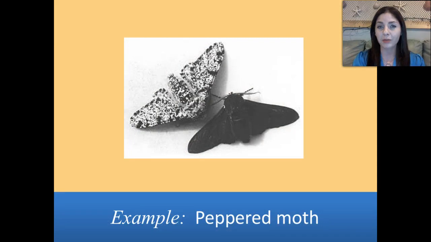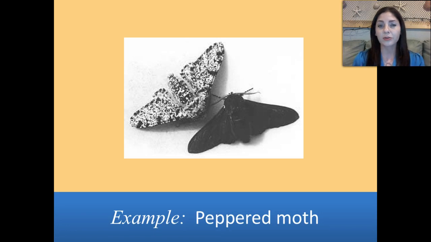Another very common example that's used is the peppered moth. So back in England, before the Industrial Revolution, we had this white peppered moth and we had a plain black moth. Only 2% of the population was composed of the black moths. Well, after the Industrial Revolution occurred, soot started covering the tree trunks. Eventually, the black moths blended into the tree trunks better.